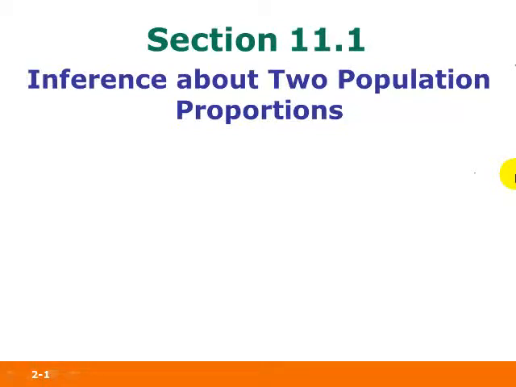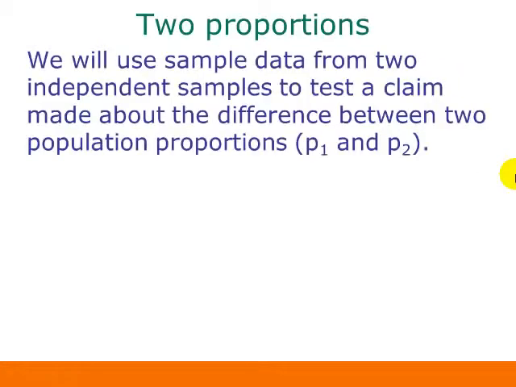Hi, this is the video for section 11.1 about the inference between two population proportions. So when we have two proportions, that means we'll be using sample data from two independent samples to test a claim made about the difference between the two population proportions. So we'll call these P1 and P2.